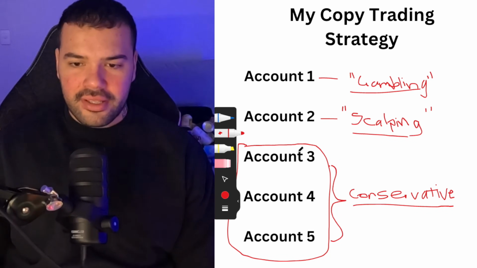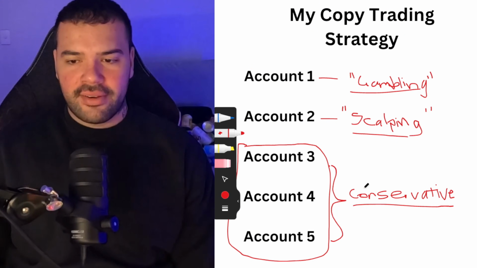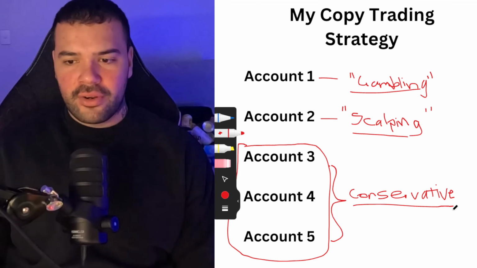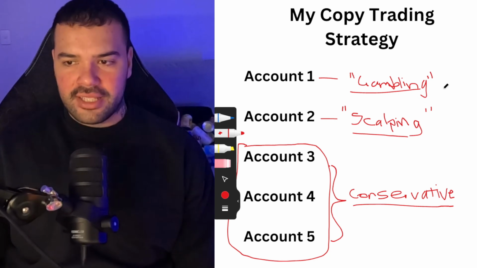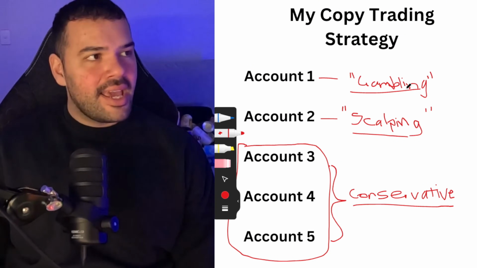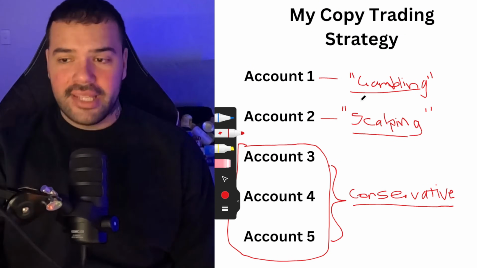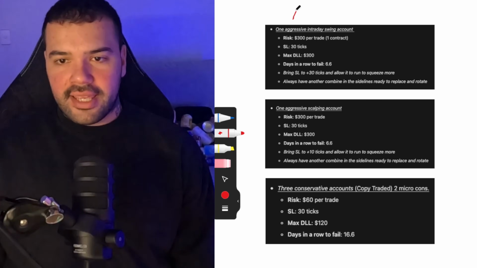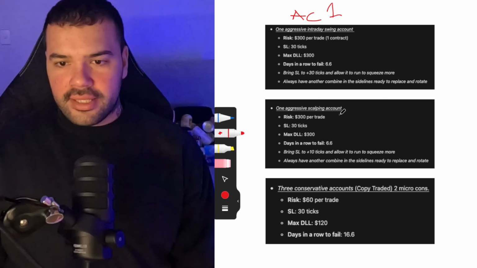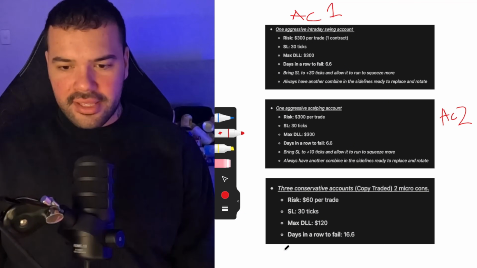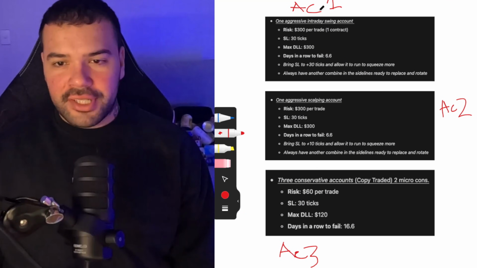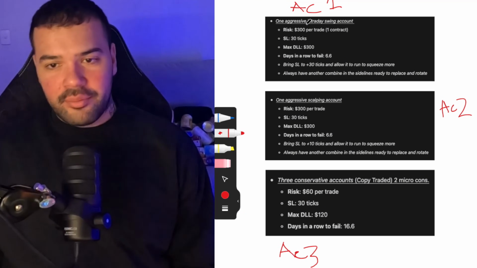All 5 accounts, the majority of them copy traded and traded seriously and conservatively, using micro contracts to start off. And then account number 1 and 2 are my big accounts, my go big or go home accounts, one to utilize for scalping and one to utilize for bigger plays, bigger swings. And here is how I lay them out. This is my risk management parameters, and this is how I view each account. So here's the parameters. So this is account number 1. AC1, this is account number 2, and this is the 3 copy traded accounts. You can see how I've got it laid out. So my aggressive, my gambling account, mind you, these are 50Ks.